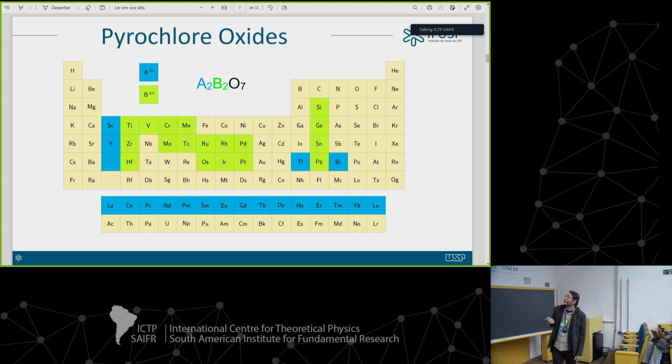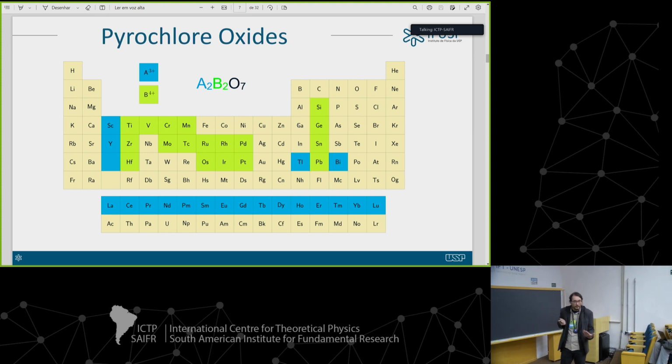You basically need these metals with valence 3+ and 4+. So these are the materials you can try to add together to make compounds of this family. Very well. So focusing on the most famous one, the titanates, where we use titanium for B.